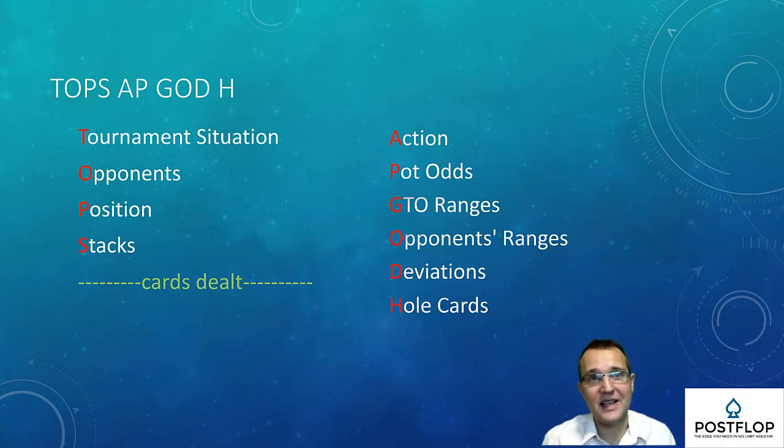On the screen here is the information I want you to learn today. The first 4 will be straightforward for most of you: tournament situation, opponents, position and stack sizes. The second 6 will present more challenges, but for now just focus on what each letter stands for: action, pot odds, game theory optimal ranges, opponents' ranges, deviations and hole cards. TOPS, APP, GOD, H. This is our preflop drill that needs repeating over and over and over again.